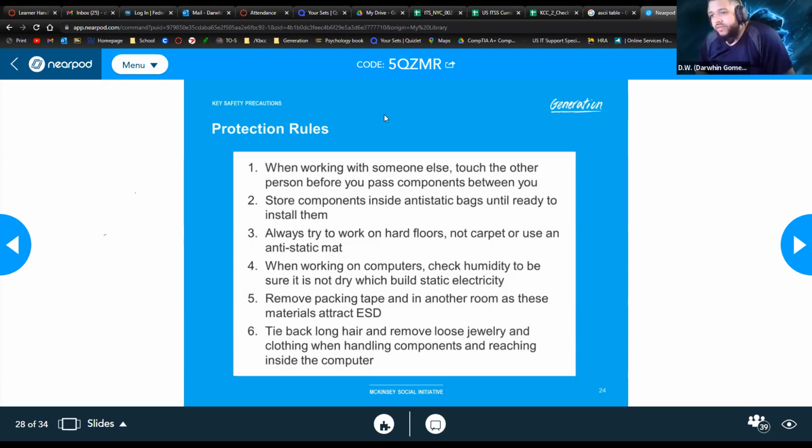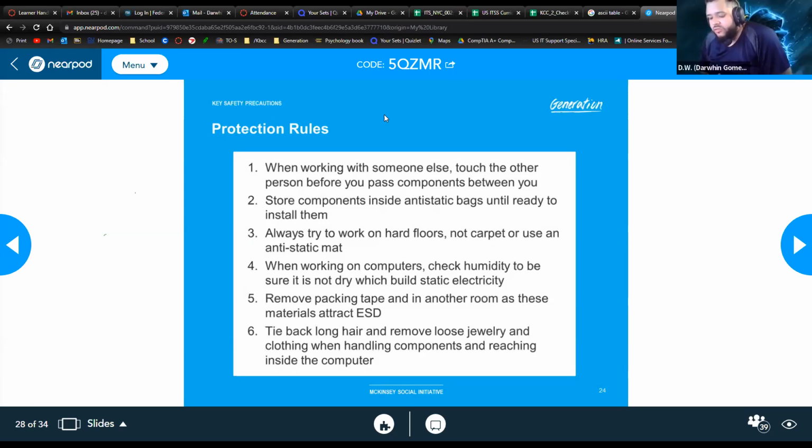Awesome, thank you. Who would have thought that packing tape attracts ESD, right? And then tying back long hair, removing loose jewelry. Packing peanuts are the worst. What? Peanuts? Packing peanuts, those yellow little styrofoam things. That's why they stick to everything. That's static electricity. So those are notorious for being able to damage components. You got to be very, very careful with that kind of stuff.